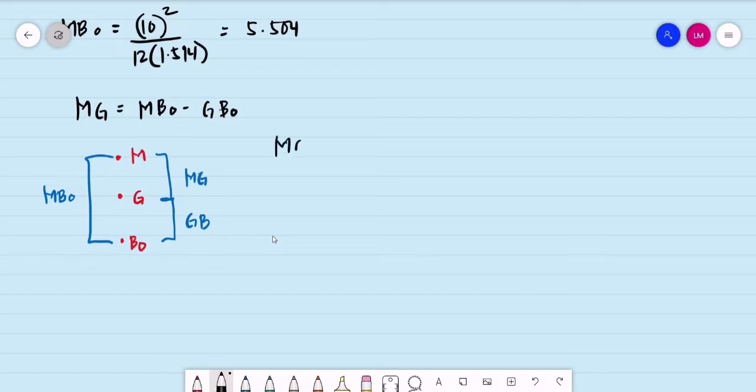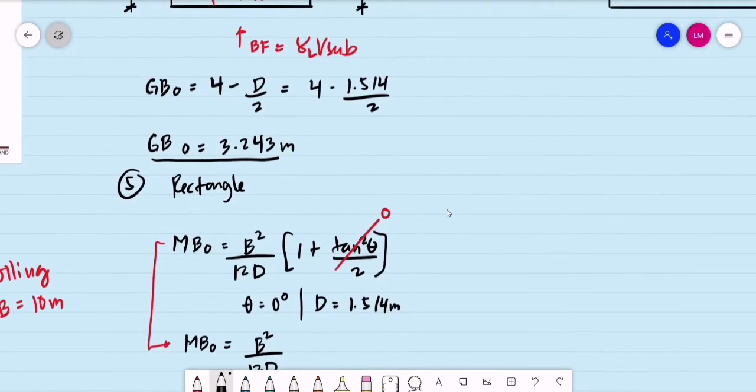Okay, the metacentric height MG is equal to MB sub O. Ang na-compute natin is, using this equation, MB sub O is 5.504 minus yung GB sub O kanina. Saan na pala yung value ng GB sub O? The GB sub O, ito yan. So, 3.243 meters.